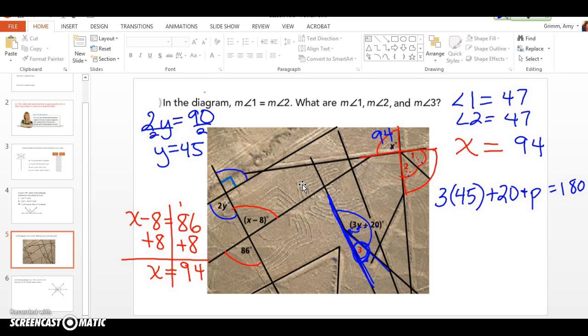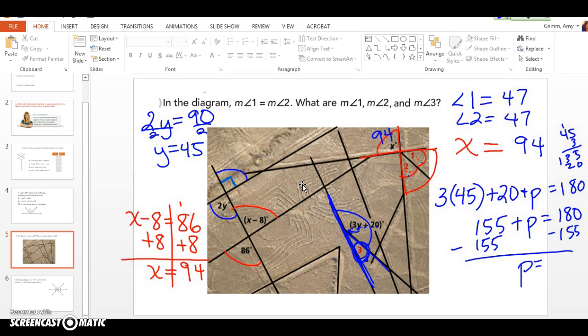Okay, so now let's go through and figure out what our missing number is. What's 3 times 45? 135. Okay, 135. Let's go ahead and add the 20. So 155 plus P equals 180. And then subtract 155. Good. Now you're getting there. So P equals 25.